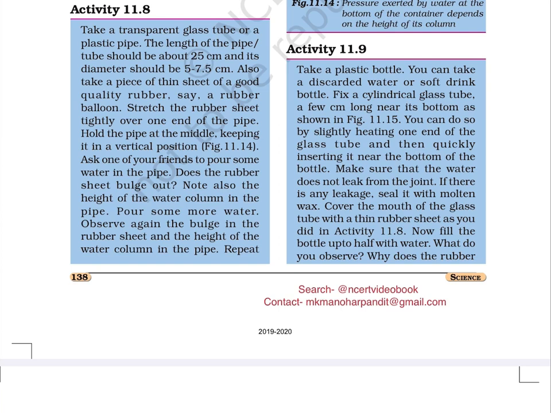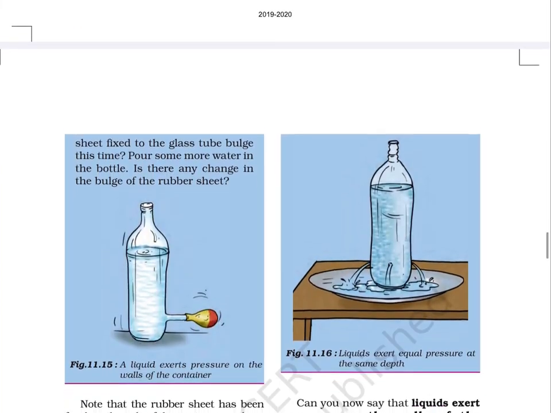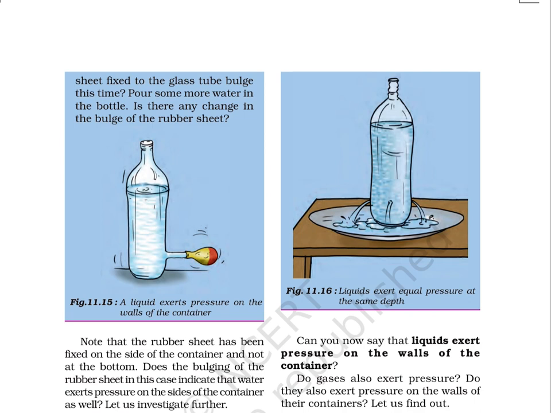Now fill the bottle up to half with water. What do you observe? Why does the rubber sheet fixed to the glass tube bulge this time? Page 139. Pour some more water in the bottle. Is there any change in the bulge of the rubber sheet? Figure 11.15.